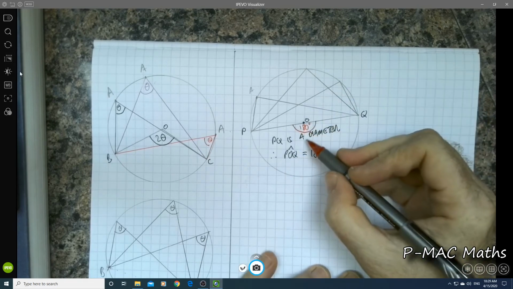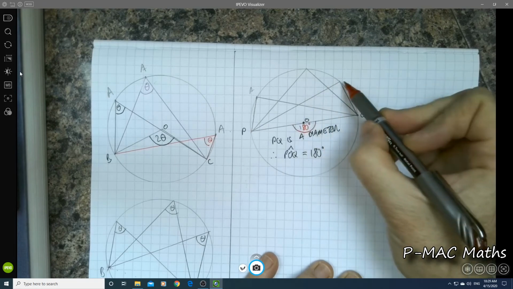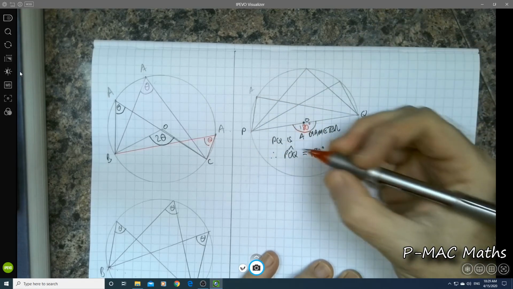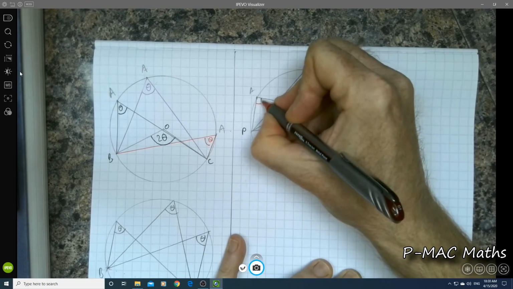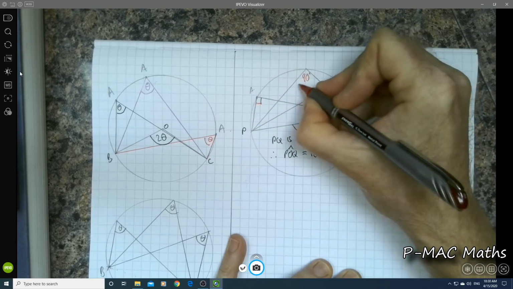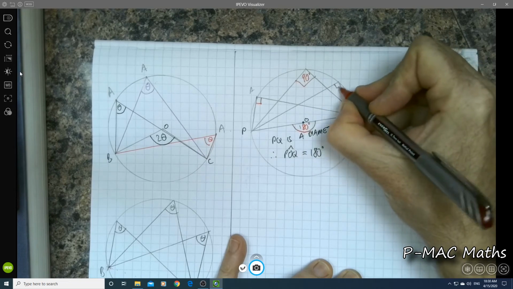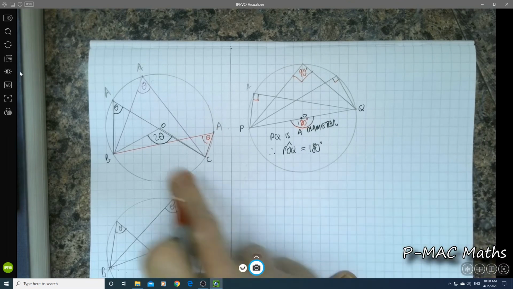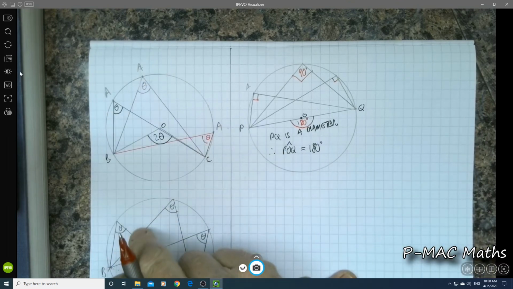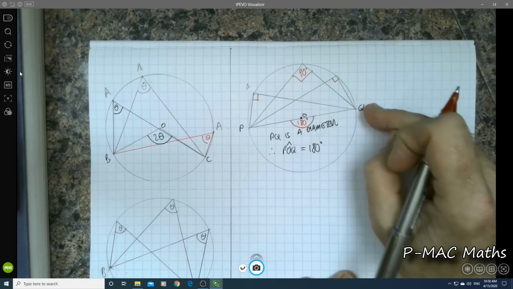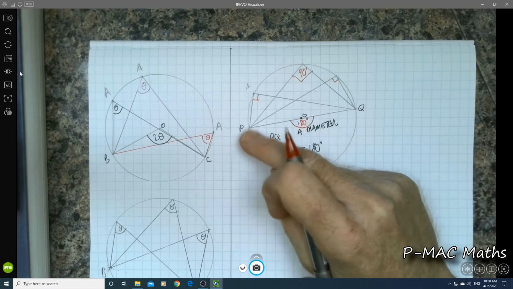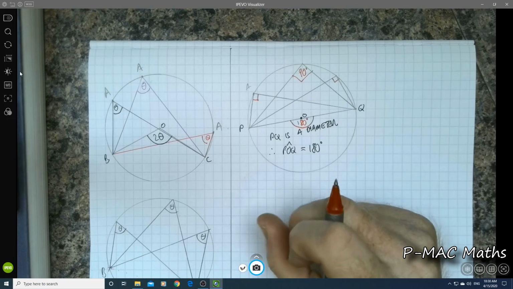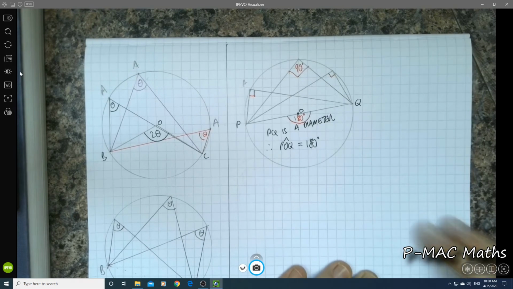And the knock-on effect of that is that all of these angles that stand on the arc PQ in the same segment, they must all be 90 degrees. They're all right angles. So this is a special case of angle at the centre, angle at the circumference proof, where PQ is a diameter, and that means that within a semicircle, the angle at the circumference is a right angle. It's 90 degrees.